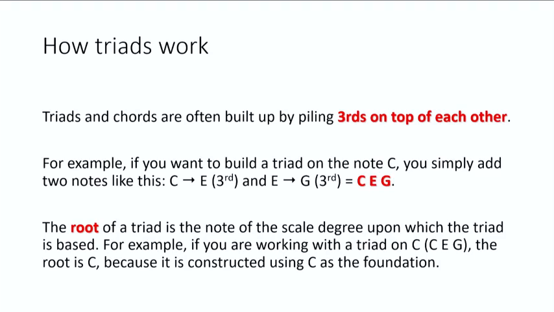Now, how do triads work? Triads and chords are often built up by piling thirds on top of each other. And let me try and explain what I mean by that. For example, if you want to build a triad on the note C, let's say you're working in the C major scale, and you want to build a triad on the first note, on the tonic note. This is how you would build it.